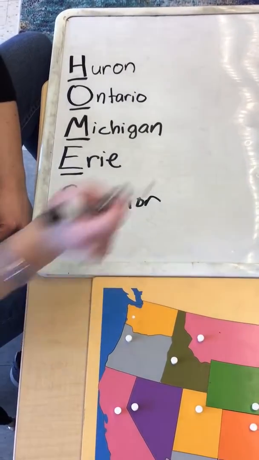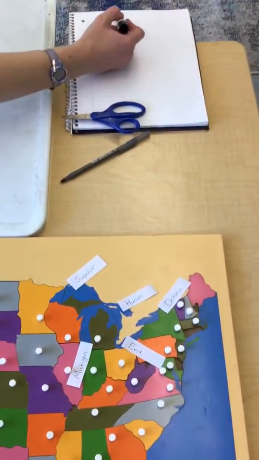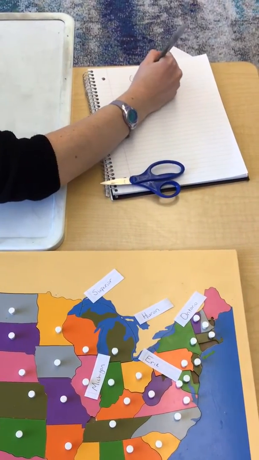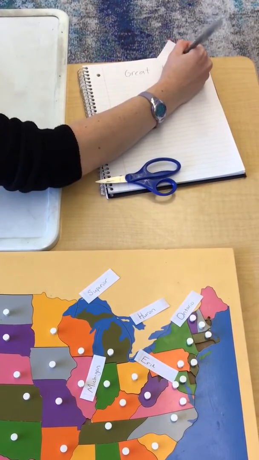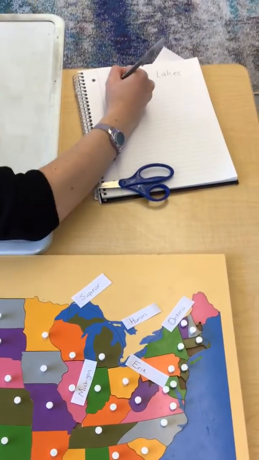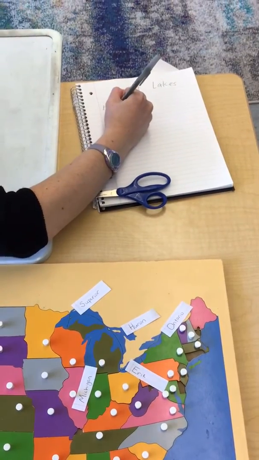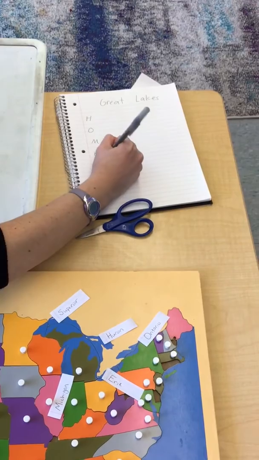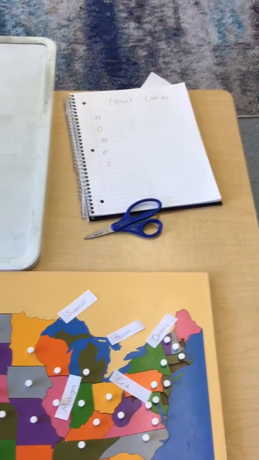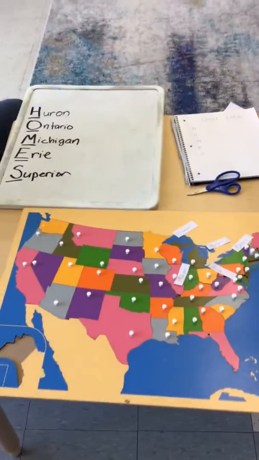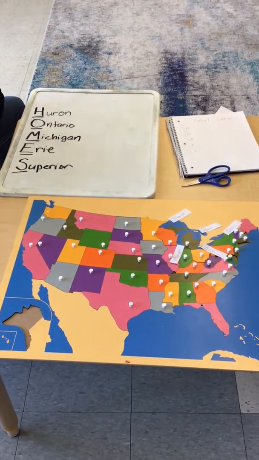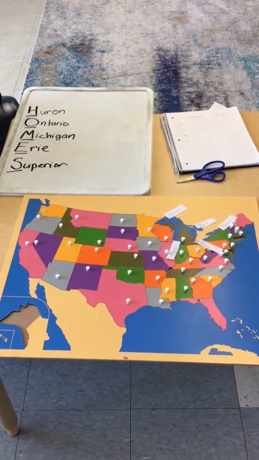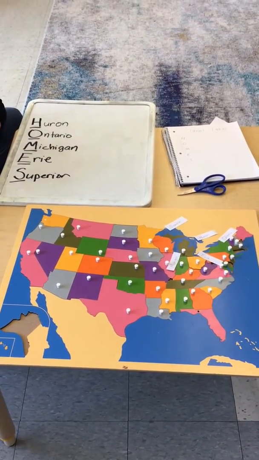What I'd like for you to do now, if you could, is to make your notebook match. You can put a label at the top that says Great Lakes. You can do your acronym down the side, HOMES, and then copy down the spelling of each of those Great Lakes. Once you're done doing that, we have the next video on our playlist. It's not a video that Miss Danny and I made, but it's a video that will give you lots of really cool facts about the Great Lakes.